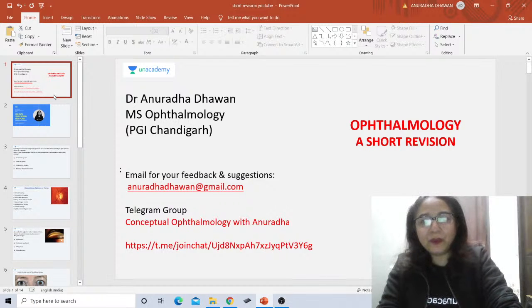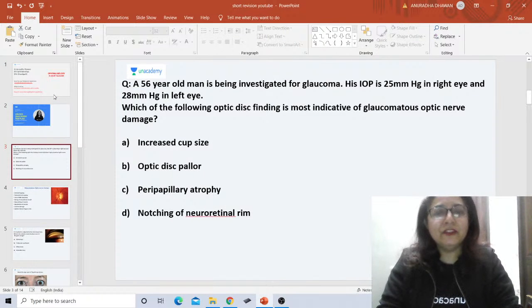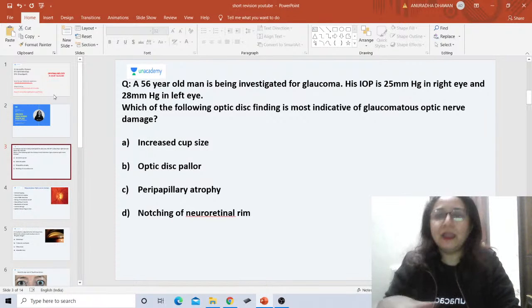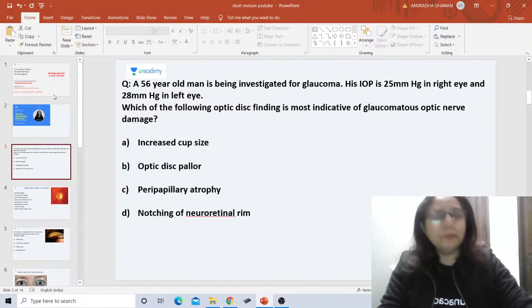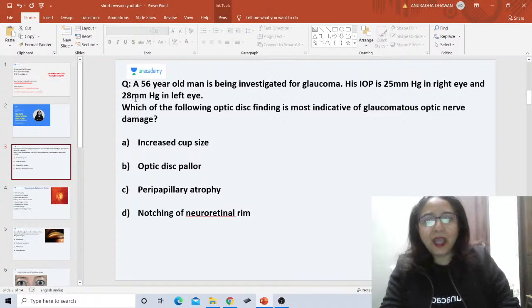Okay, so welcome to the first slide. In our revision we'll be discussing a few MCQs and the related important points regarding them. Let's start with the first MCQ. A 56-year-old man is being investigated for glaucoma. Okay, so this is a clinical case scenario. A 56-year-old man is being investigated for glaucoma. His intraocular pressure is 25 millimeter mercury in the right eye and 28 millimeter mercury in the left eye.